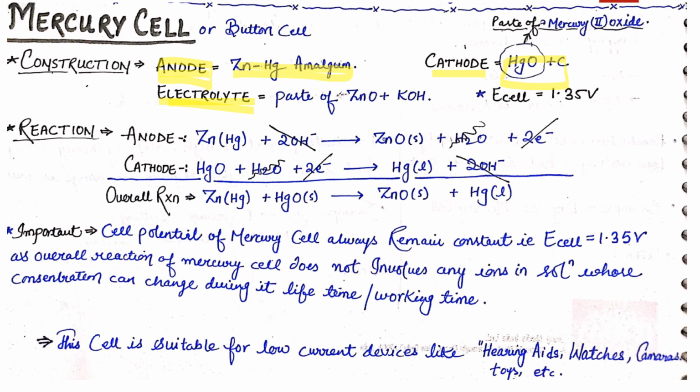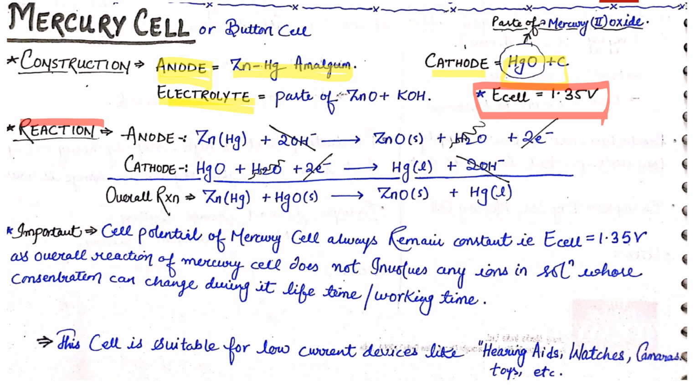Anode, cathode and electrolyte are very important to remember in the case of the mercury cell or different types of cells. In this cell, the voltage supply is different, that is 1.35 volt, but in the case of a dry cell it is 1.50 volt.